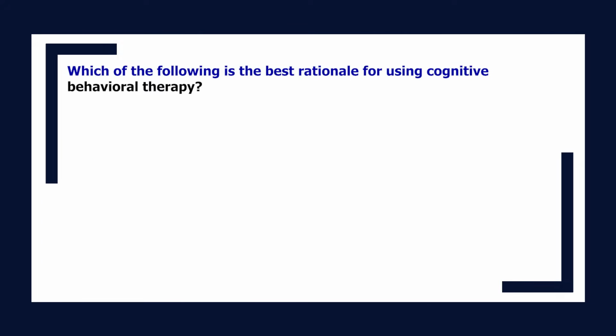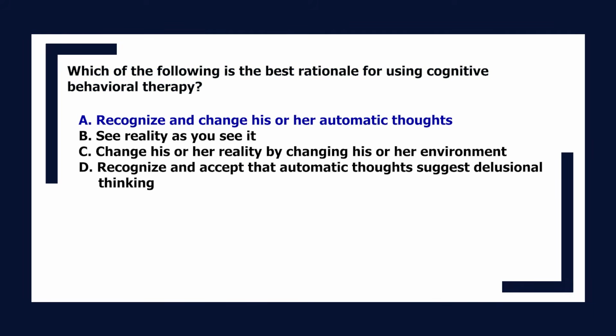Which of the following is the best rationale for using cognitive behavioral therapy? A. Recognize and change his or her automatic thoughts. B. See reality as you see it. C. Change his or her reality by changing his or her environment. D. Recognize and accept that automatic thoughts suggest delusional thinking.